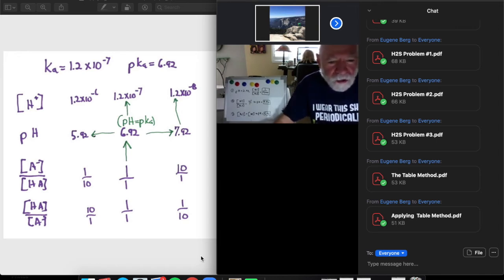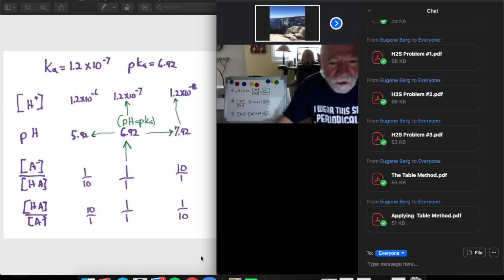Now, you always start the table method by purposely making the pH equal to pK sub A. So if the pK sub A is 6.92, you purposely start at a pH of 6.92. Why? Because when the pH equals pK sub A, the ratio of base to acid and acid to base is 1 to 1. So you always know that as your starting point.